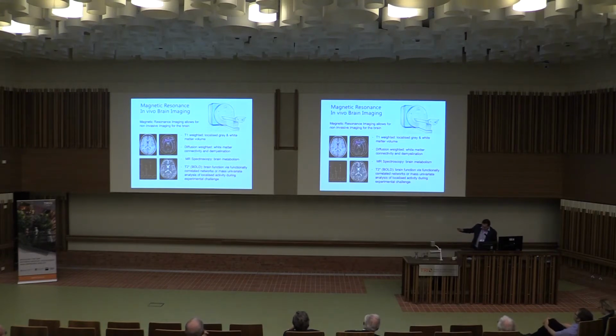So we've got structural imaging, which tells us about localised brain volume. We've got diffusion imaging, which tells us about white matter connectivity, and also potentially about demyelination in white matter. We've got MR spectroscopy, which can tell us about neural metabolism or brain metabolism. And we've also got functional or T2-style or BOLD imaging. And that tells us typically about functionally correlated networks, either at rest or during experimental tasks, or it can tell us about the responses of specific neural circuits during carefully designed experimental challenges.